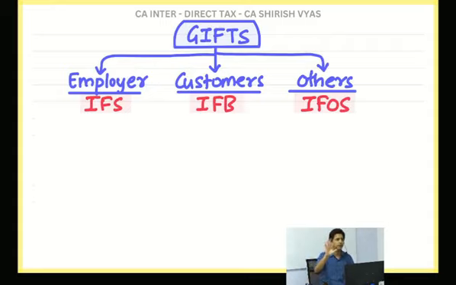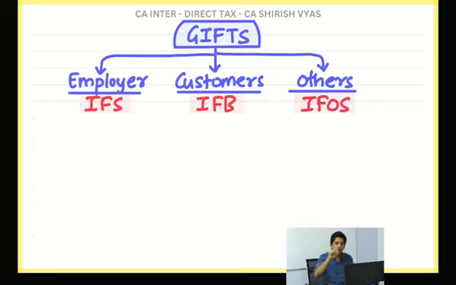So in income from salary, a gift can come if it is from your boss. In house property income, a gift is not possible. In business, customers can give you a gift, so that will go to income from business. But other than employer and customer gifts, all the rest of the gifts come to income from other sources. Like for example, if you get a gift from your friends or relatives, other than your boss and your customer, that is income from other sources.